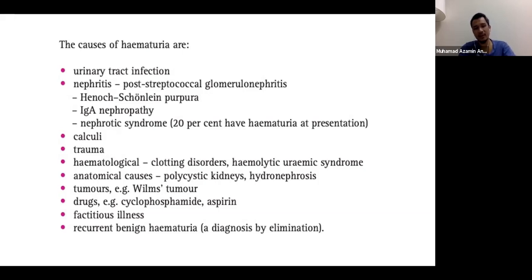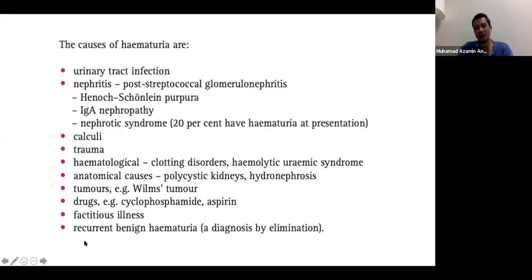Stones, trauma, hematological conditions, anatomical problems like polycystic kidney disease, tumors, medication, factitious illness, and recurrent benign hematuria. This is normally just recurrent benign hematuria. Once you do everything else and everything comes back normal, then you just put it down as recurrent benign hematuria. But this is just for education and discussion. Normally in practice we don't really put down recurrent benign hematuria anyway.